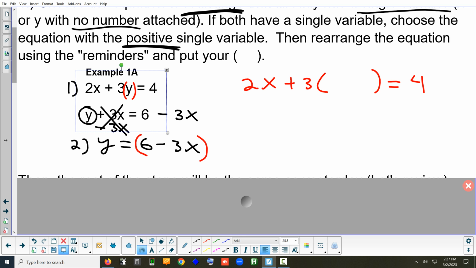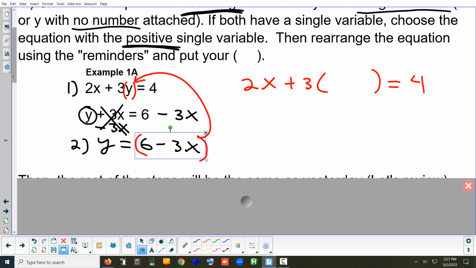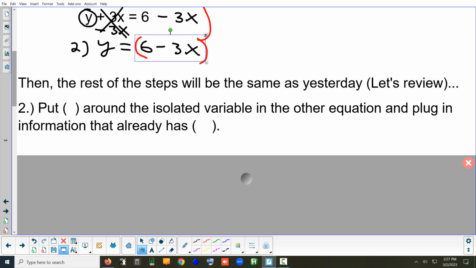What are we going to change the y to? 6 minus 3x. This goes right there, because this tells us y equals this stuff. So change y to what the formula tells us to: 6 minus 3x. And now we'll solve that equation and we'll get x. I'll probably go down to step 2 to do y. But again, you guys don't have to write this down, because it's the same steps as yesterday. So don't write it again.